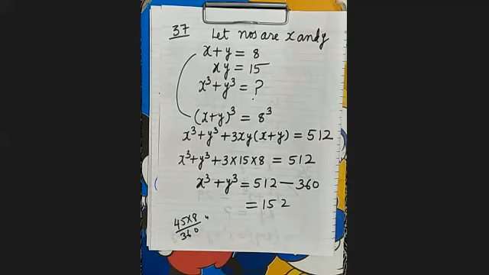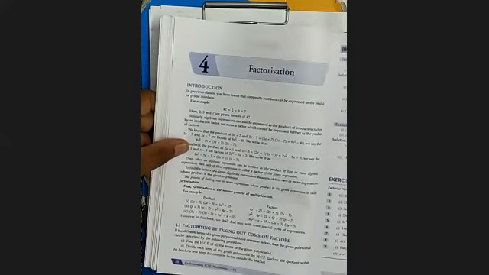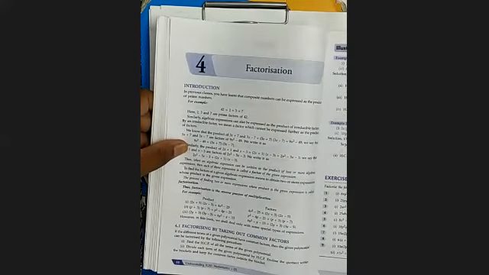Now all of you complete your work up to exercise 3.2. Up to now I have finished 3 chapters. And you do each and every question of all the exercises. Is it clear? Now the next chapter which I will begin is factorization. And here in factorization also, the first two exercises are very, very simple.